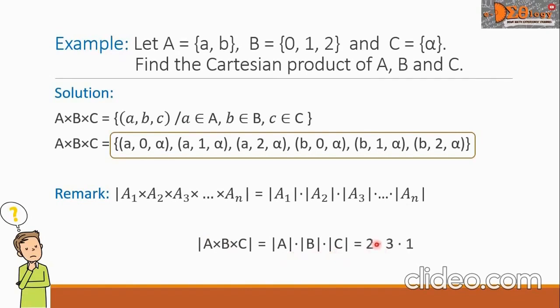Putting the corresponding values, we have 2 times 3 times 1. Cardinality of A is 2, as we see that there are 2 elements in set A. Cardinality of B is 3. There are 3 elements in set B. Cardinality of C is 1. There is only 1 element in set C. So 2 times 3 times 1 equals 6. We can count the number of elements in this Cartesian product. 1, 2, 3, 4, 5, and 6.